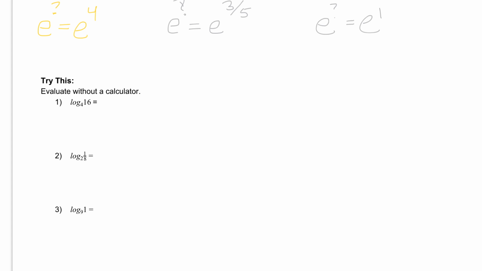If you did number 1 correctly, you should have gotten an answer of 2. If you did 2 correctly, you would get -3. And if you did 3 correctly, you should get 0. Remember, anything to the 0 power is equal to 1. If you have questions, please let me know.